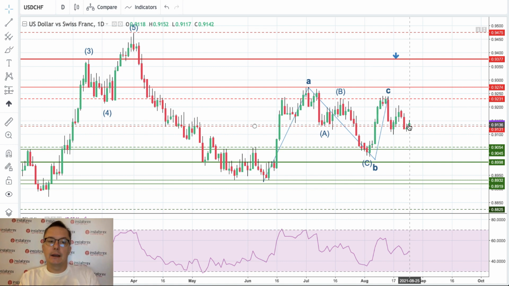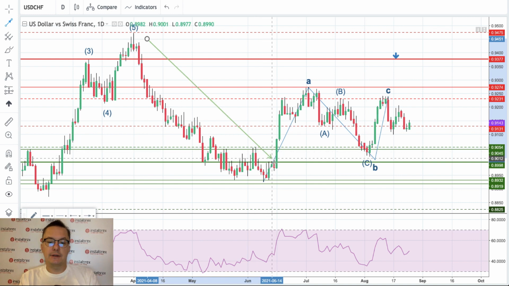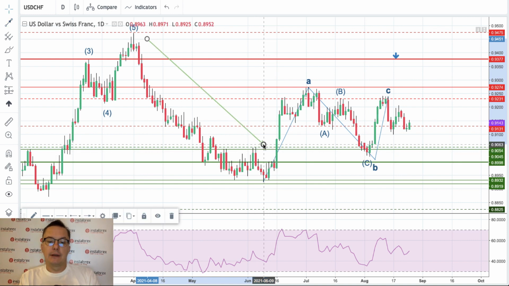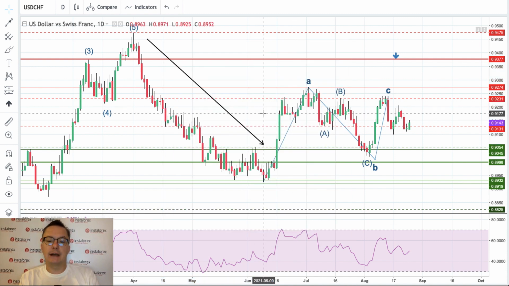What I'm trying to do here is some general analysis of this pair, but as you can see, nothing really is going on here. We are waiting for the market to tell us what it wants to do. If this ABC correction is completed, then of course we should be going lower, because this is the main trend. The trend is right now down.